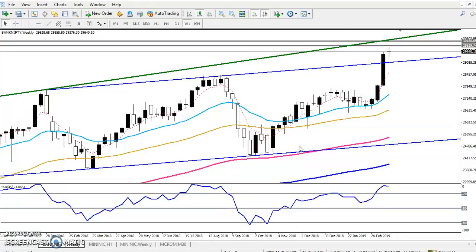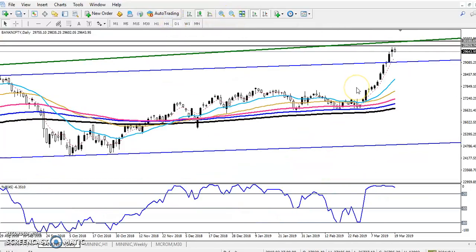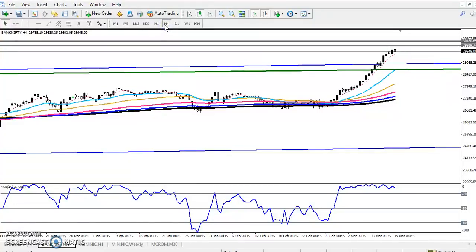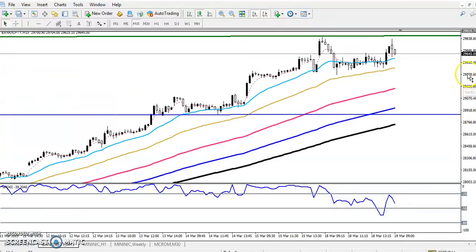Now you can see the entry point in a smaller time frame. If you see the daily, price is running too far, and it is still in the overbought zone. Now the 4 hour is also showing the overbought zone. So now let's look at the 15 minute, where your entry point and exit point are.